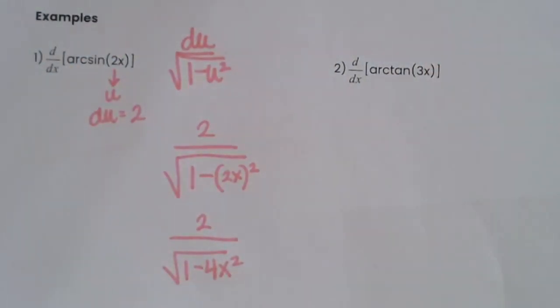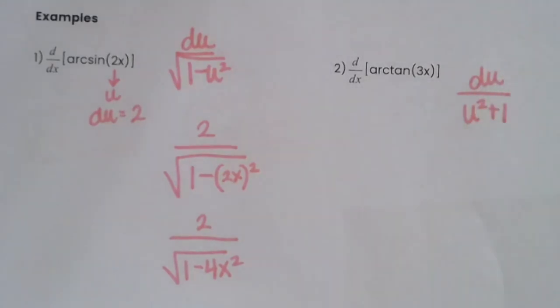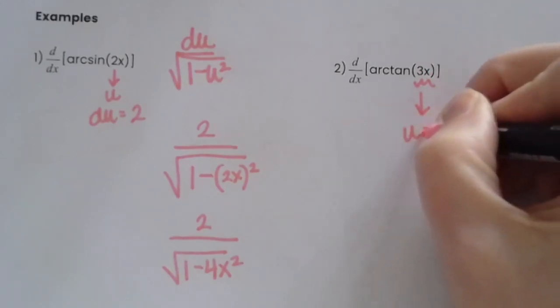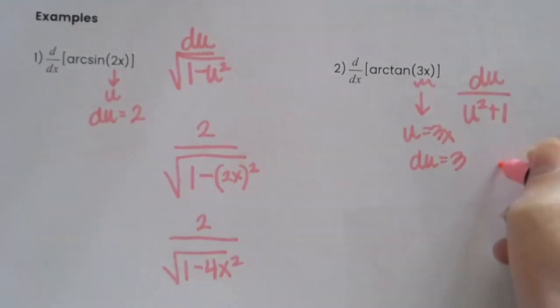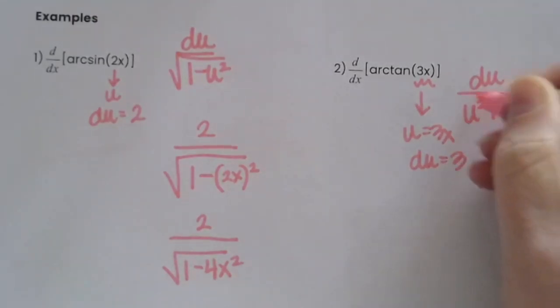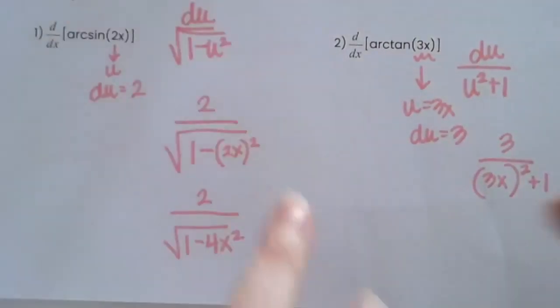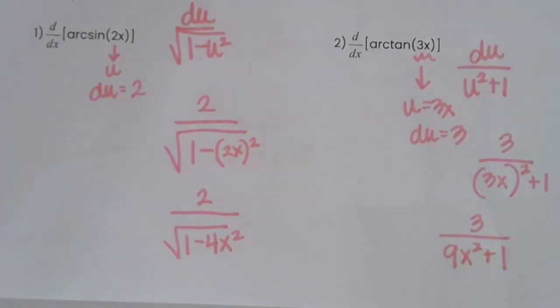So arctangent's formula is du over u squared plus 1. Well, our u is the thing inside right here. So our u is 3x, which means the derivative of that is simply just 3. So 3 over u squared, well, that's 3x, and we're going to square it, and then plus 1. So 3x squared, we can rewrite that as 9, so 3 over 9x squared plus 1. Pretty simple to follow if we know those formulas.